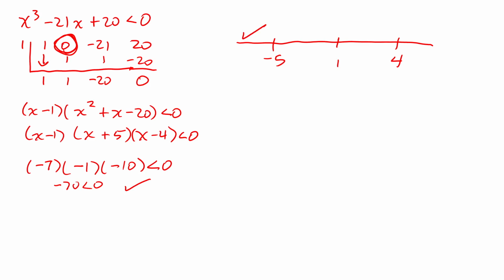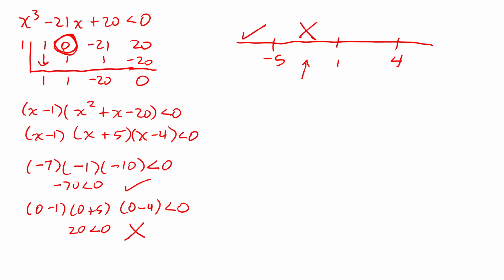Now we can proceed to interval 2. We pick a number in that interval. Let's say we pick the number 0. Well, 0 minus 1 times 0 plus 5 times 0 minus 4 less than 0 is what we're testing. Is that true? Well, negative 1 times 5 times negative 4 is 20. 20 is not less than 0, so this entire interval is not going to be giving us a valid solution.